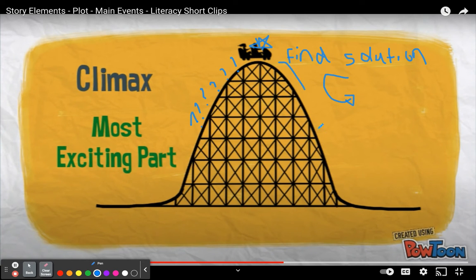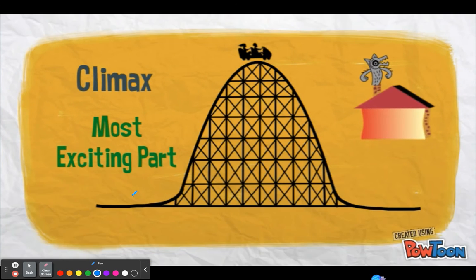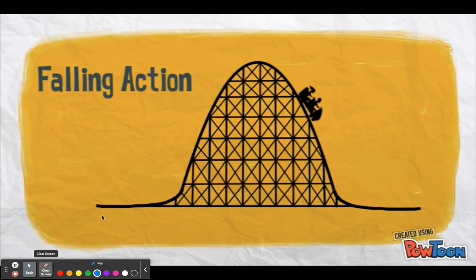And then all the way down the roller coaster, we have something called a resolution. Okay, so what are the events happening after the problem? In The Three Little Pigs, this would be when the wolf gets frustrated and tries to enter the brick house through the chimney. The next part is the falling action.